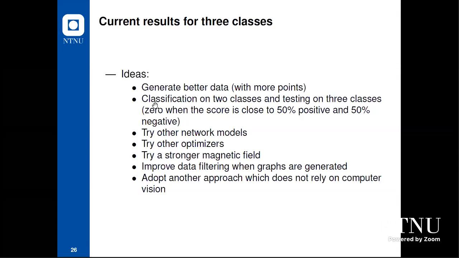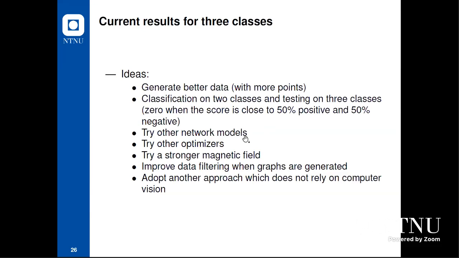So those are some ideas. I don't know if they make sense. One is to generate better data. I think this can make sense, even if it takes more time and more memory. Another idea is performing the classification on 2 classes and testing on 3 classes. I don't know how to do this. I tried, with the model trained for the 2 classes, but I should readapt it because there are some problems with the dimensions of the tensors.